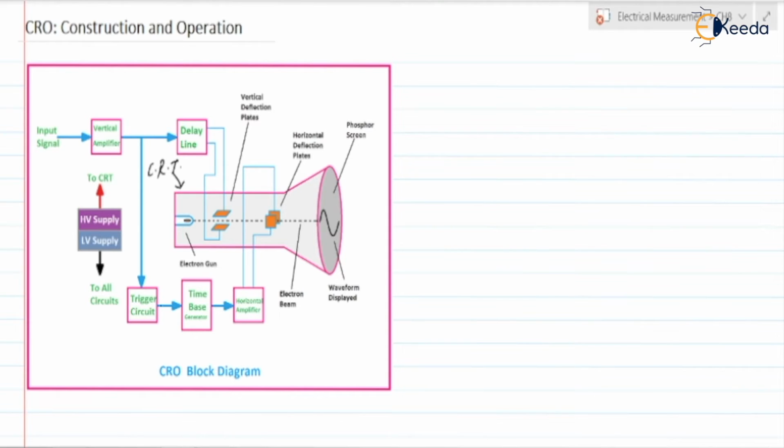Next, the output of the trigger circuit is given to the time base generator. So the trigger circuit will trigger, or operate, the time base generator, and after that it is given to the horizontal amplifier. The output of the time base generator will be like this. I am writing here the output of the time base generator. Here we have time, 0, and the output of the time base generator will be a ramp signal.